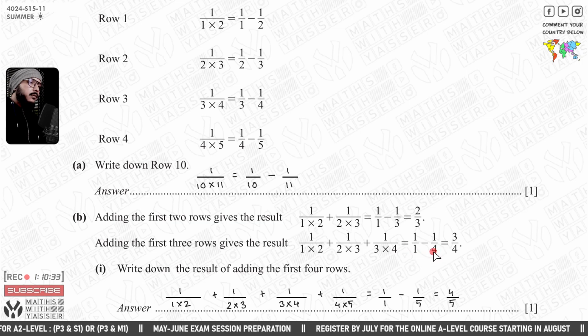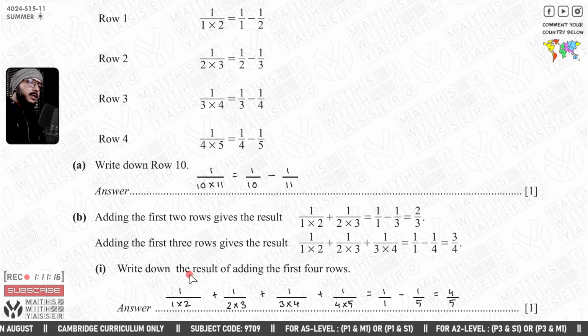So the observation you can make is that for the first two rows, they chose the number 1 and 3, which is this and this. And for adding three rows, again, they chose the number it began with, and it ended with 4. So 1 and 4. And you can also see what's happening with the fraction. For adding the first two rows, we get 2 over 3. For three rows, 3 over 4.